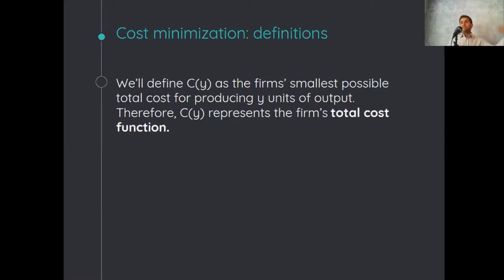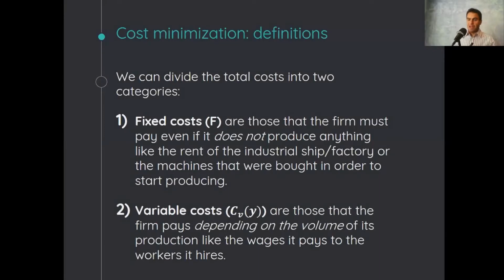The more units you produce, the higher the cost, because you have to hire more people, you have to buy more inputs, you have to do a bunch of stuff. So obviously this total cost function has to consider the level of output and the volume you are deciding to produce. The total cost is essentially composed of two big categories: fixed costs and variable costs.